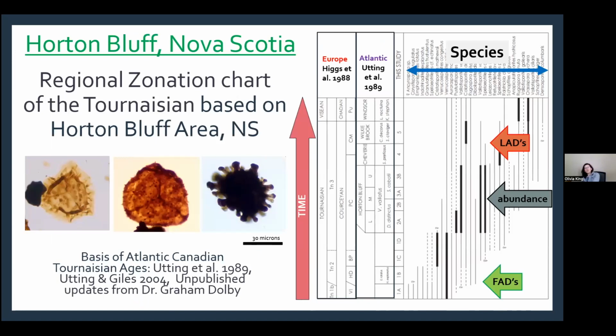What's also really important for this talk is that the regional zonation charts for palynology are actually based off of Horton Bluff, Nova Scotia, where one of these major sites are. And this is done off of multiple years of data by multiple people. But this has been used, I would say, ubiquitously within Atlantic Canada since the 1990s.